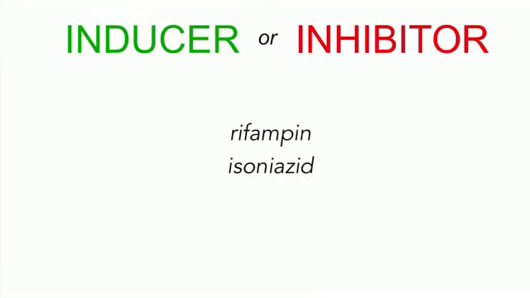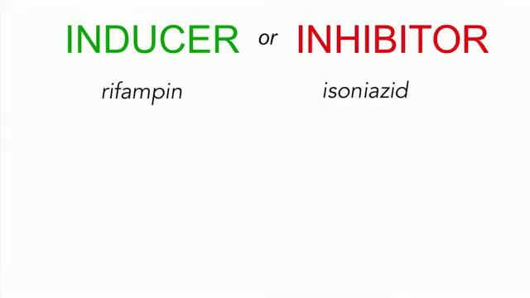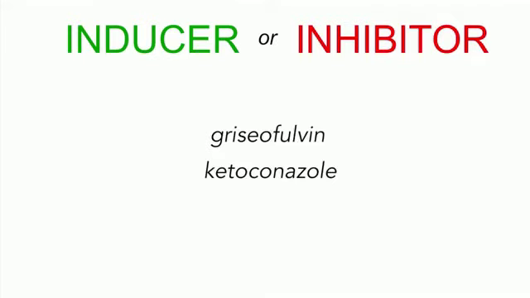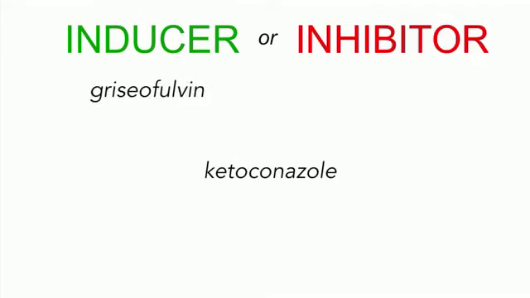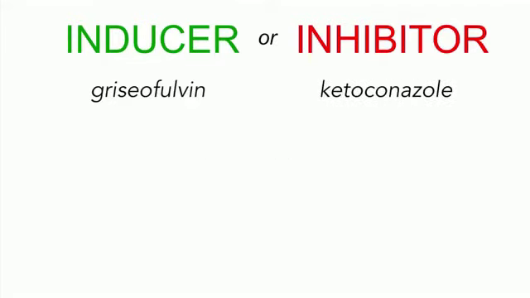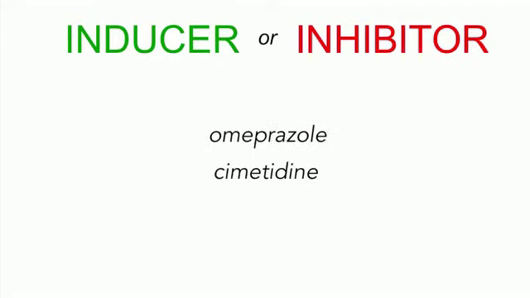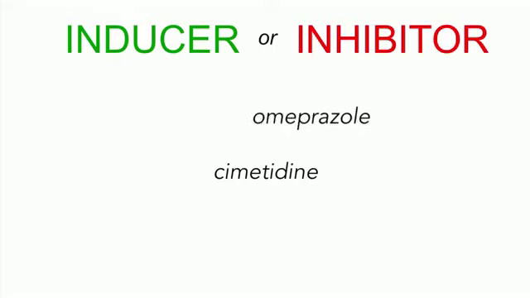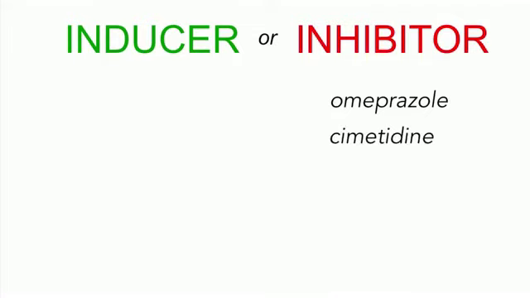Next, we have two anti-tuberculosis drugs, rifampin and isoniazid. So rifampin is a P450 inducer, and isoniazid is a P450 inhibitor. Next, we have two antifungals, griseofulvin and ketoconazole. So griseofulvin is a P450 inducer, ketoconazole is a P450 inhibitor. Now we have two drugs used to suppress gastric acid production, omeprazole and cimetidine. Well, omeprazole is a P450 inhibitor, and trick question, cimetidine is also a P450 inhibitor.